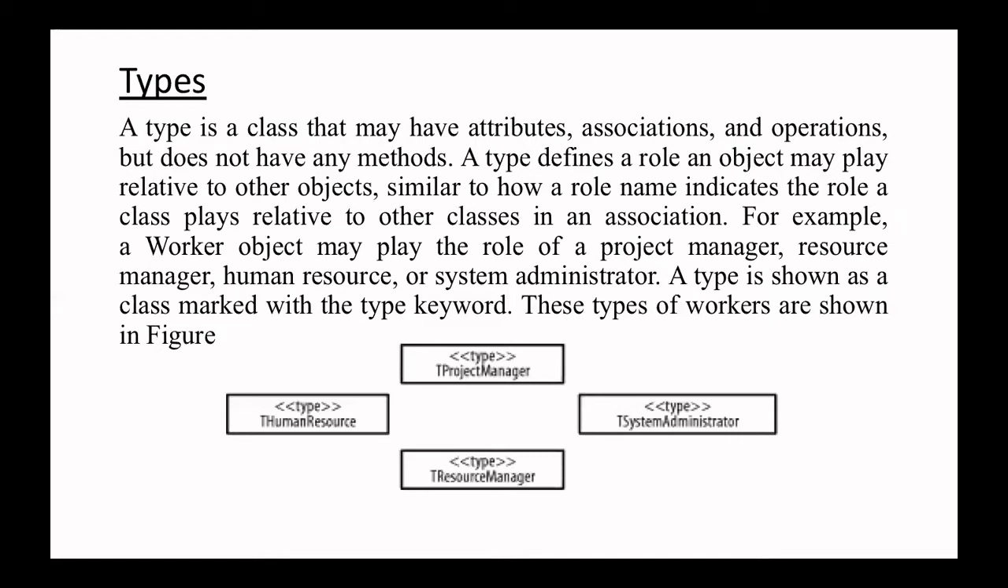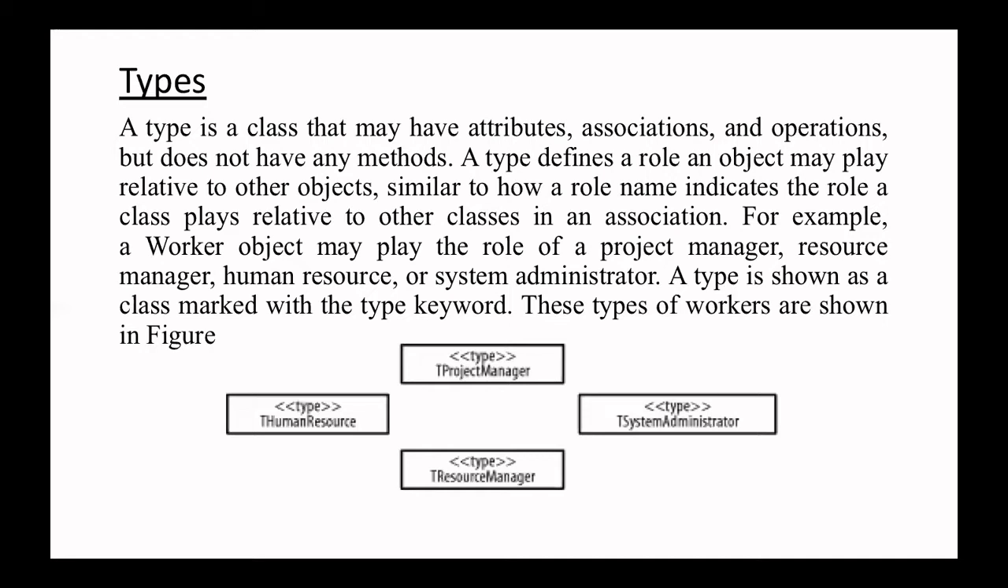A type defines a role an object may play relative to other objects, just as a role name indicates the role a class plays relative to other classes in an association. For example, a worker object may play the role of a project manager, resource manager, human resource, or system administrator. A type is shown as a class marked with the type keyword.